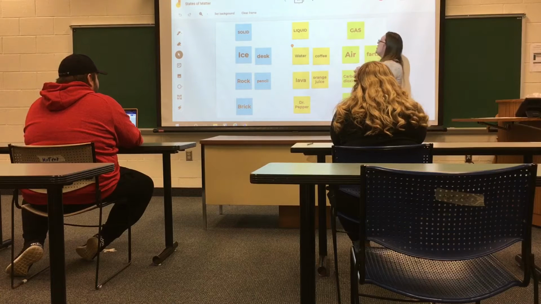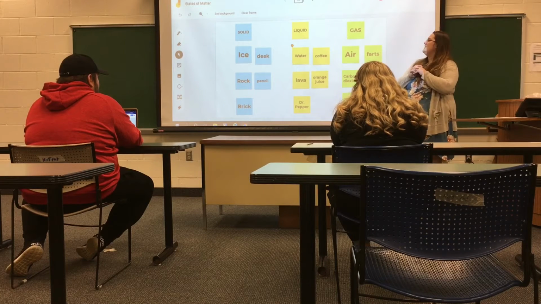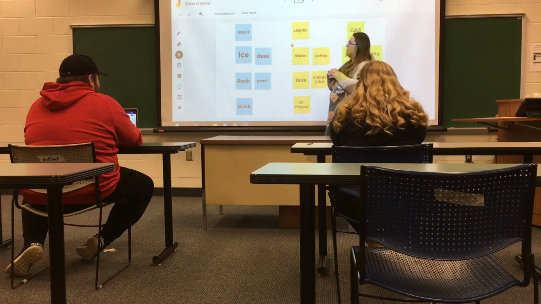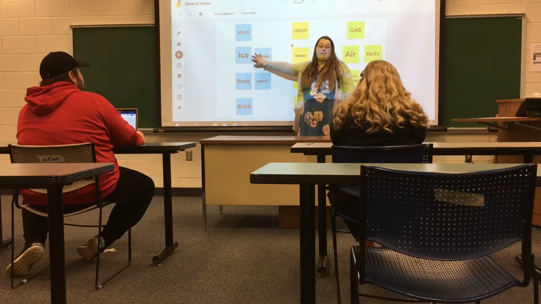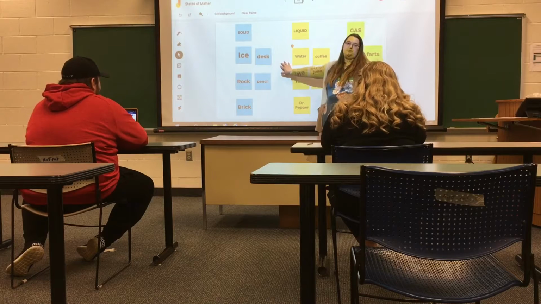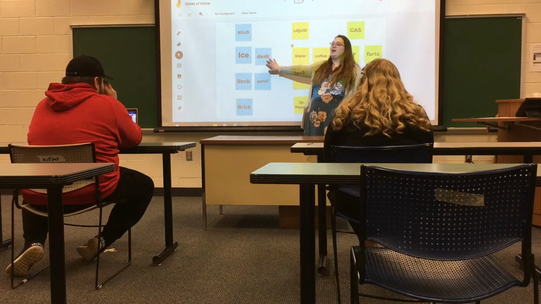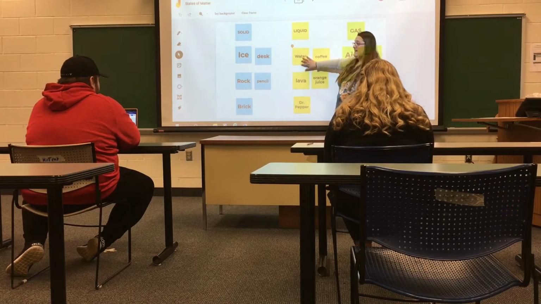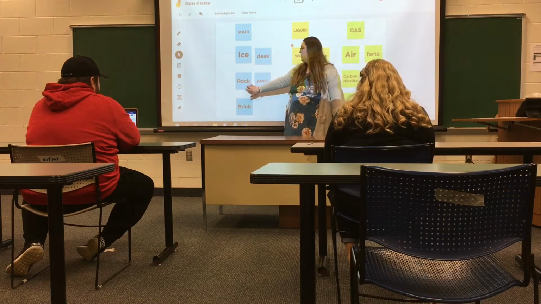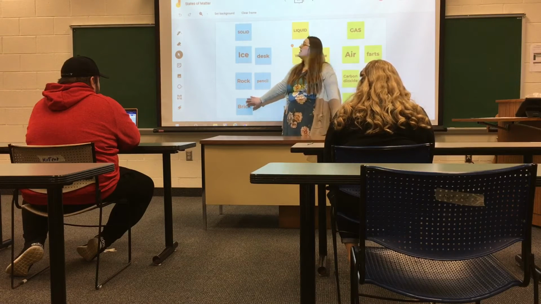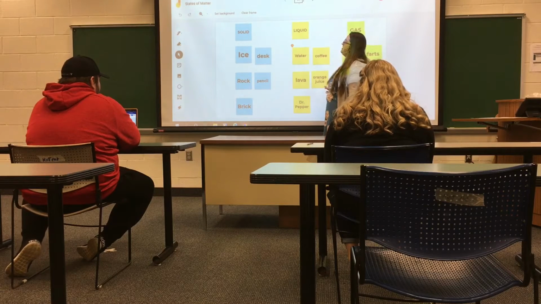We're going to quickly read each one that is in our column. So we're going to start with our solid. We already said ice is a solid. Does anybody know if we take ice and it melts, what does it turn into? Abby? Water. Water. So water is a liquid. So also under solid we have desk, rock, pencil, and brick. And those are great examples of what a solid is.